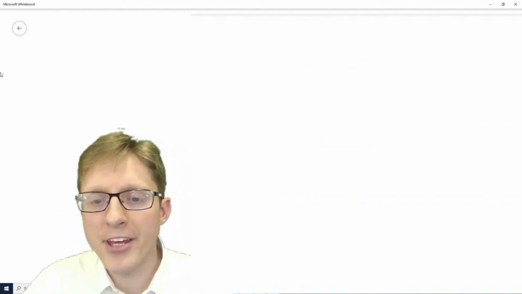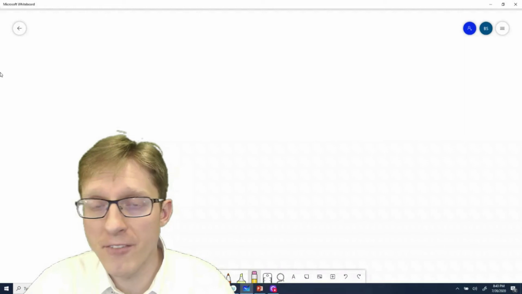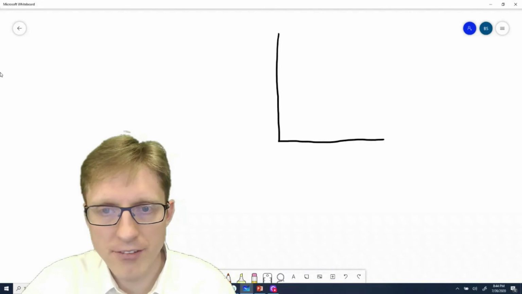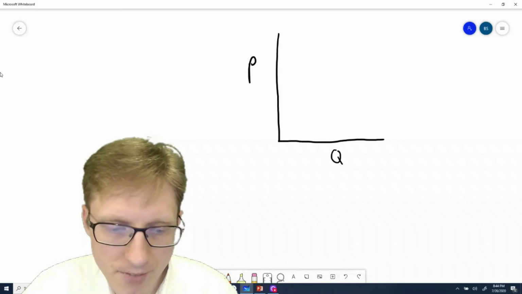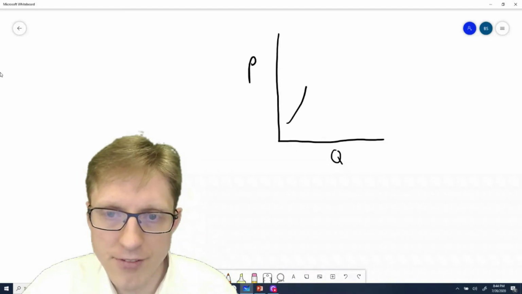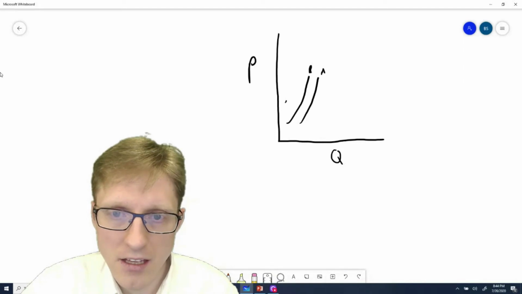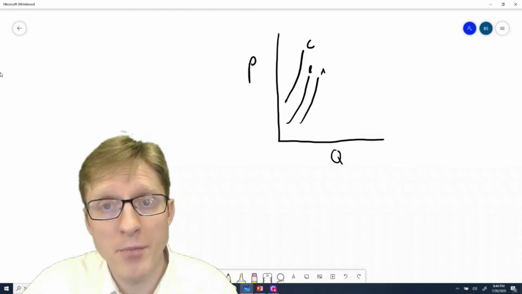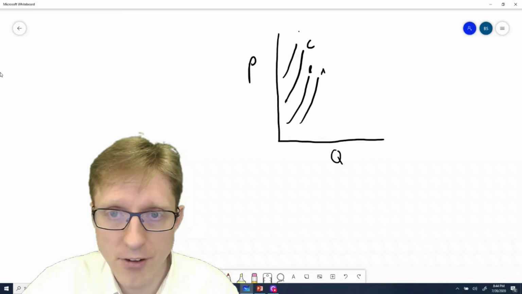Okay, let's now think about how we get the overall inverse supply curve for the entire market, not just the inverse supply curve of one firm. So let me draw this graph here. So I'm going to have price on the vertical axis, quantity on the horizontal axis. And I'm going to draw the inverse supply curve for a number of different firms. So we're going to have firm A, firm B, firm C. So here we have firm C doesn't start producing until the price is a little bit higher. Maybe it has higher costs than the other firms. And let's say this is the inverse supply curve for firm D.